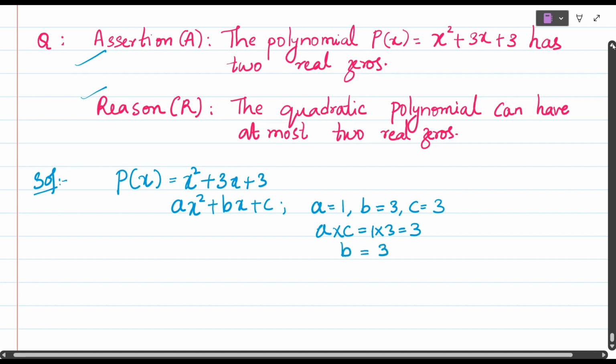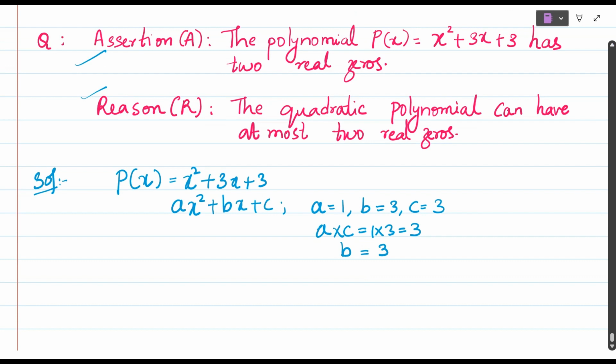Okay. So we have to take the values of 3x. We have to split this 3x in such a way that the product should be plus 3 and the sum should be plus 3. Is it possible to get like that, students? No. Okay. So this polynomial p of x will not have two real zeros. Clear?